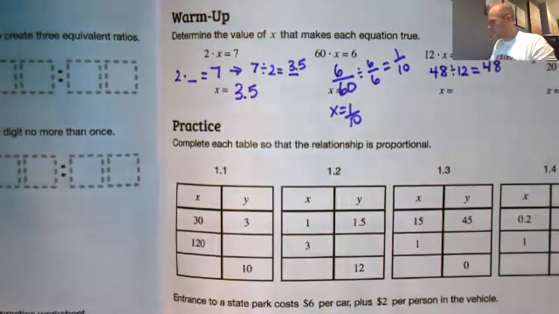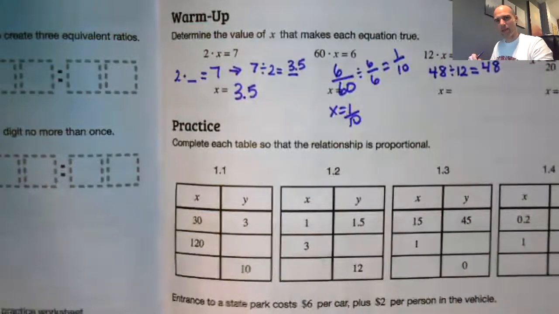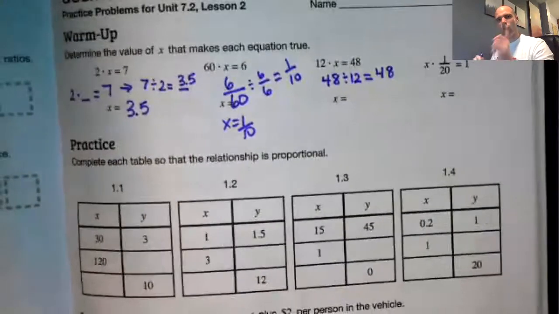Anyways, all right, so the last one, x times 1/20 equals 1. This is another one you could probably do in your head if you thought about it enough, right? Like, what do you have to multiply 1/20 by? Let me move this over a little bit in order to make one whole. So you need 20 20ths, right? 20 1/20 to make one whole.